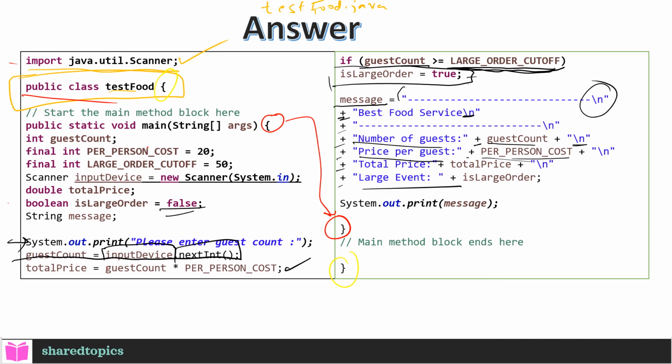Then large event plus is large order. So this will display the word true or false. It will display large event, a colon and then a space, and then it will display false or true based on whatever input the user has given. Then this command is to print whatever string we generated. Message is what we are just building here; it's not printed yet. So we generated that variable, we filled in some value for the message variable, and then we are displaying the variable message here. This is how the program is.